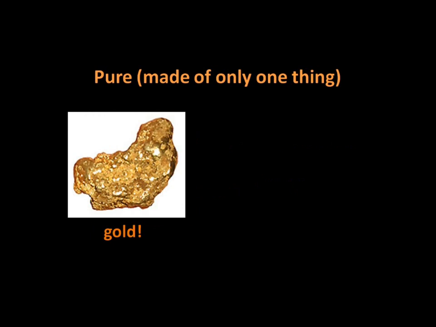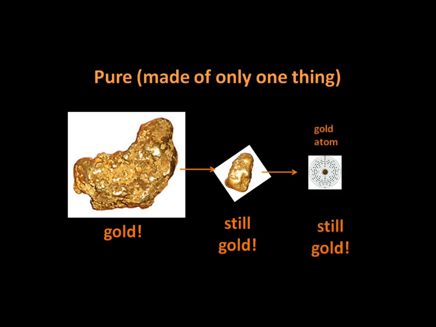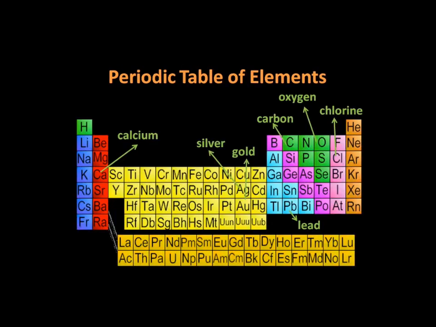That means that a nugget of gold is made of only gold atoms. If you take a piece of gold and keep chopping it into smaller and smaller pieces, you will eventually end up with just one atom of gold. But you still have gold. A piece of silver is made of only silver atoms. Get the picture? There are a little over 100 elements that have been identified.